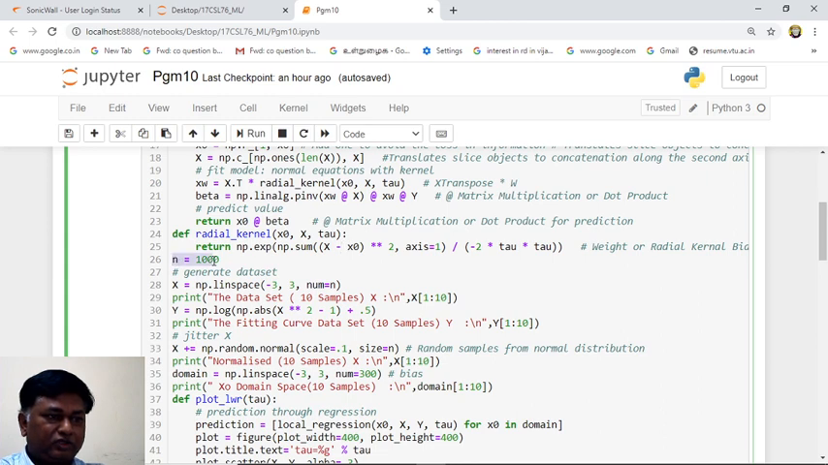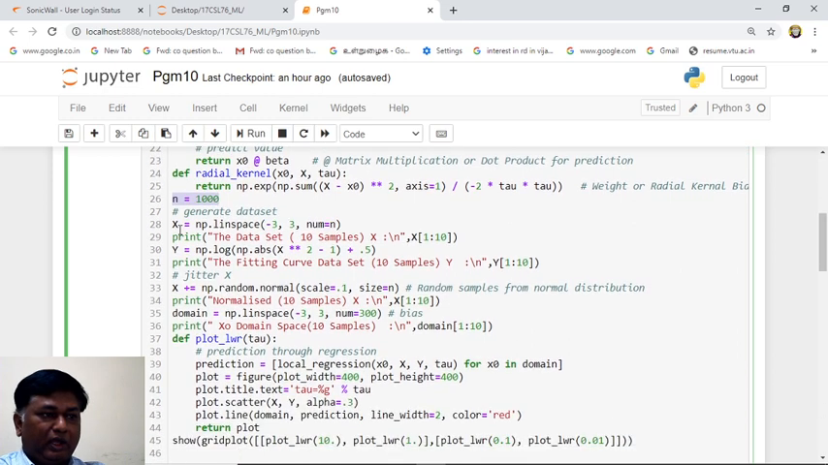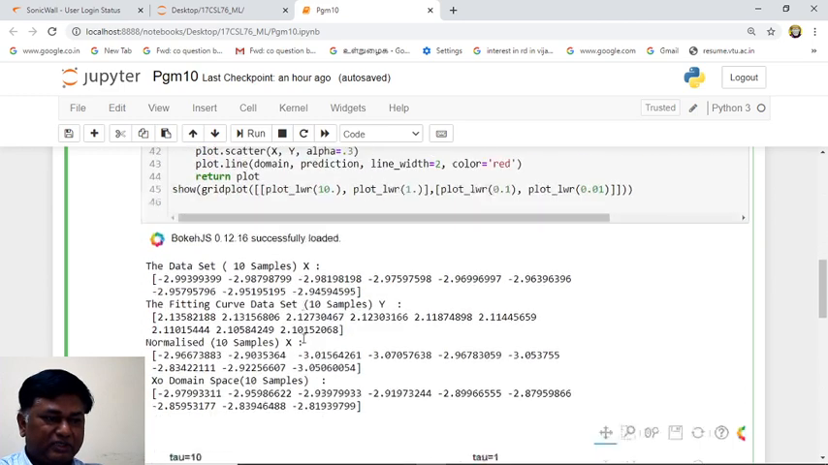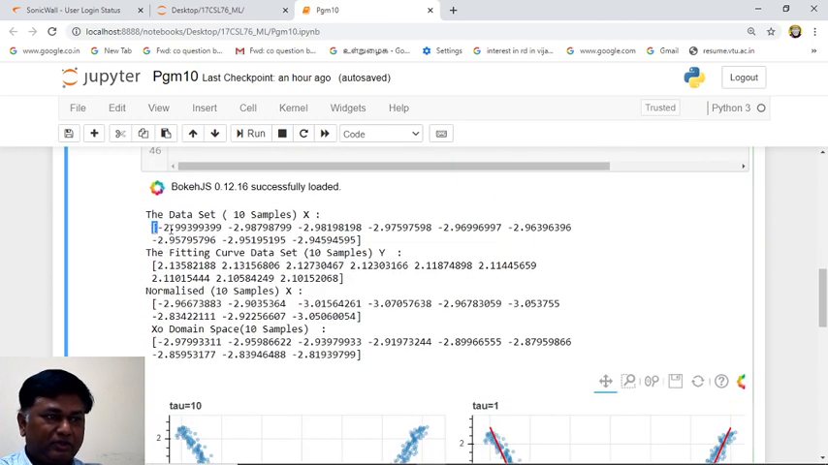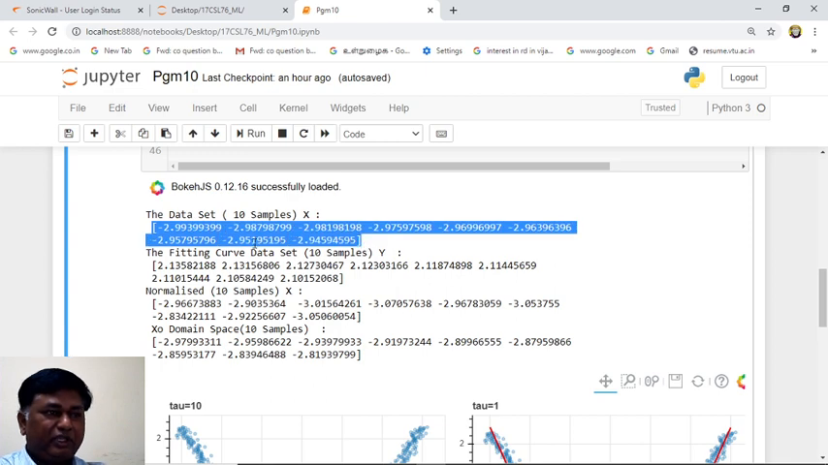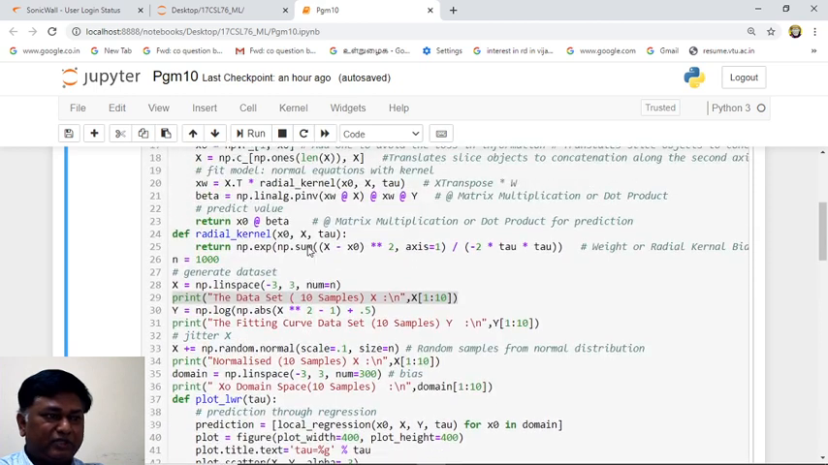So n equal to some sample data, 1000 data we have taken, and x is between -3 to +3. Equally spaced data we are taking just to show the data distribution. A sample of the data is printed down. You can see the sample data, equally spaced. First data, second data, only 10 samples are printed here.